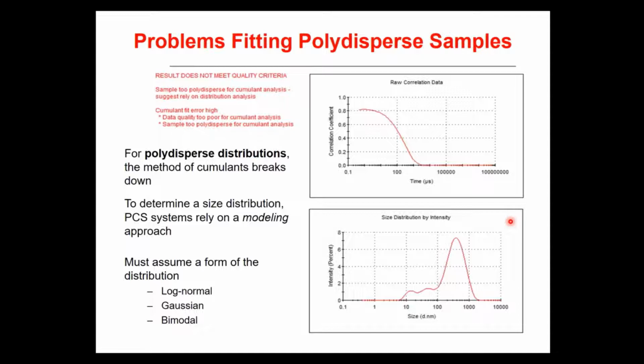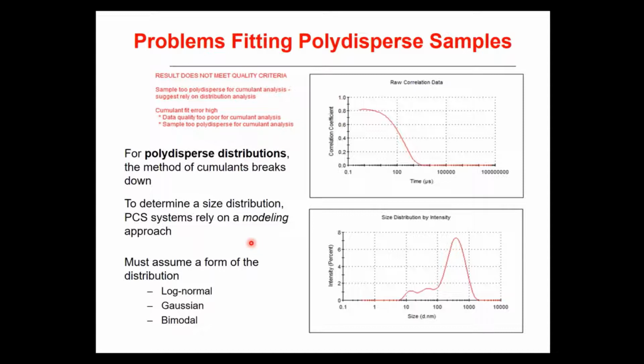And if you need any proof of that, here is a printout of one of the tools in my laboratory. This is a sample that was clearly not monodispersed, and it did not have a narrow size distribution or narrow PDI. So the software is throwing up this warning: the sample is too polydispersed for cumulant analysis. It suggests we rely on other types of analysis. In this case, it's called a distribution analysis.